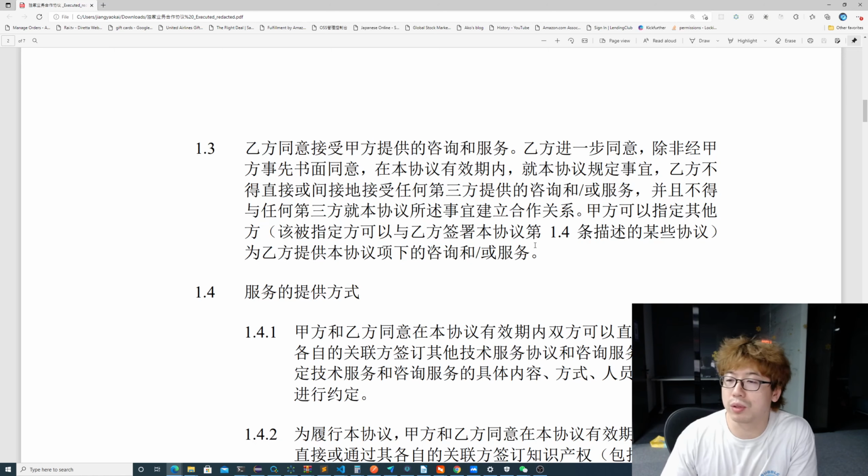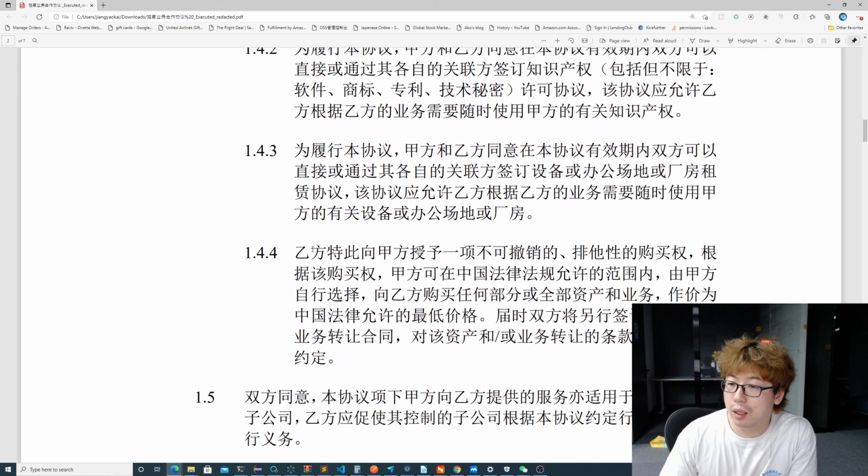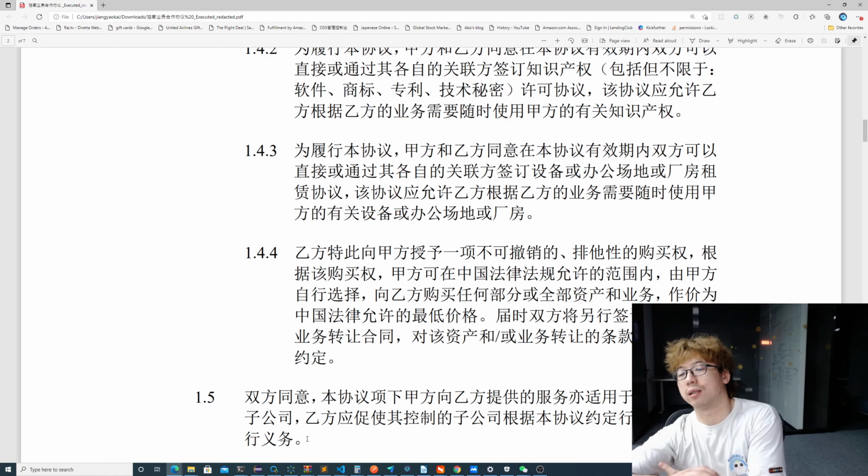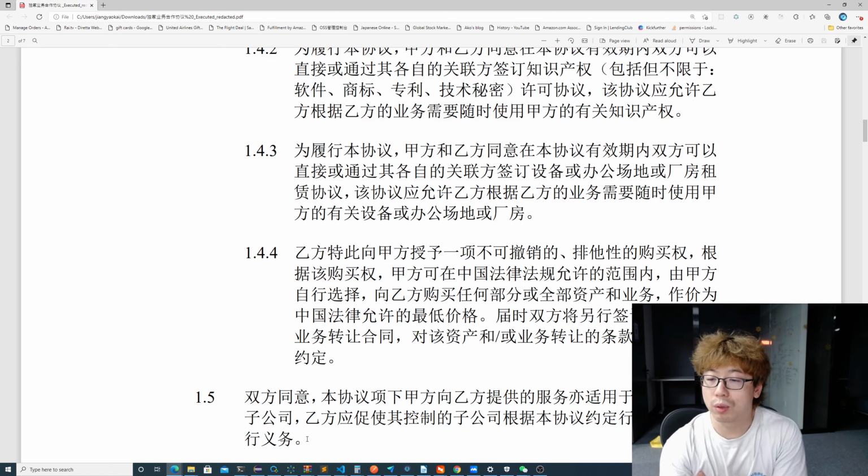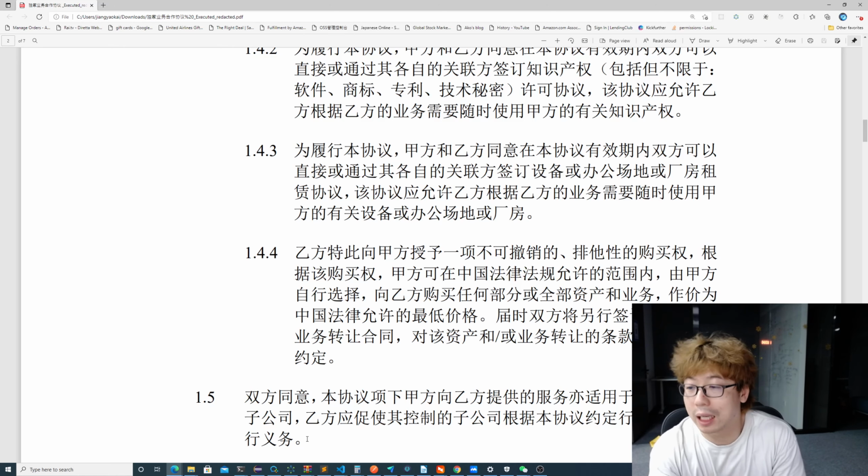And in the end, here, the pretty cool thing is that Party B grants Party A an irrevocable exclusive purchasing right, using which Party A can buy part or whole of any of Party B's assets. Okay, so basically the price would be whatever is legally allowed.